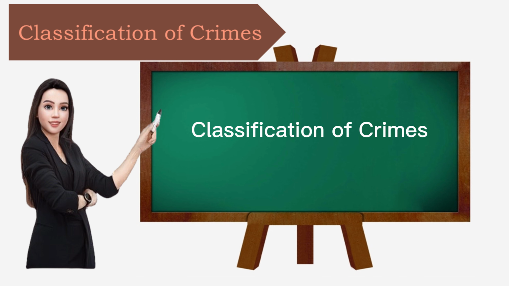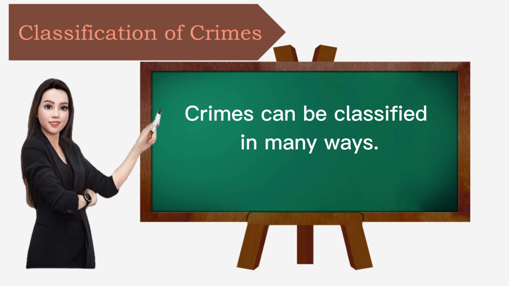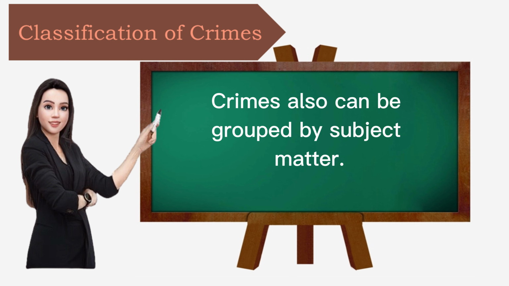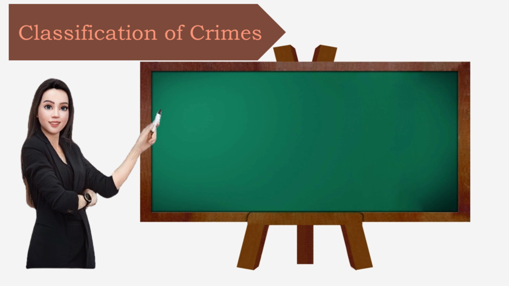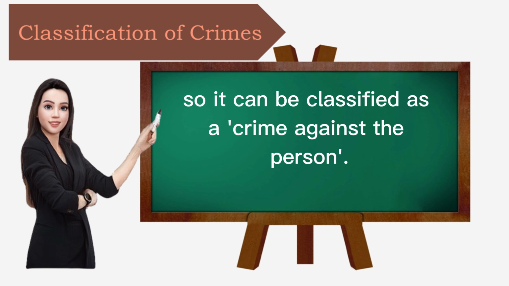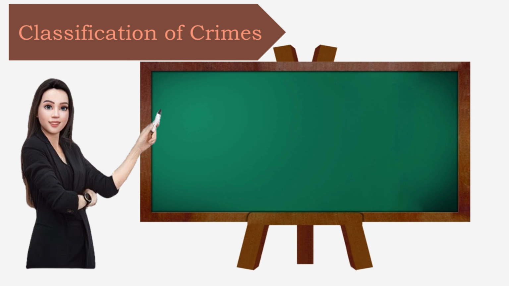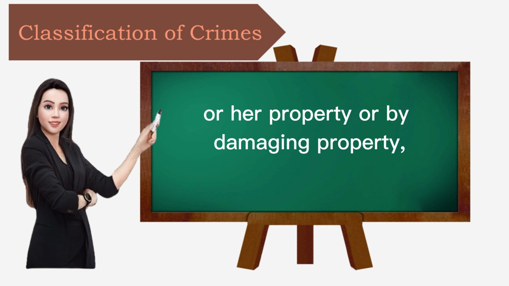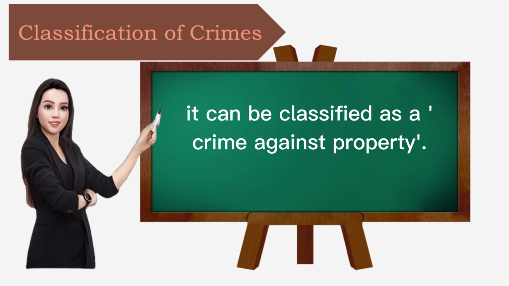Classification of crimes. Crimes can be classified in many ways. Crimes also can be grouped by subject matter. For example, a crime like assault, battery, or rape tends to injure another person's body, so it can be classified as a crime against the person. If a crime tends to injure a person by depriving him or her of property, or by damaging property, it can be classified as a crime against property.